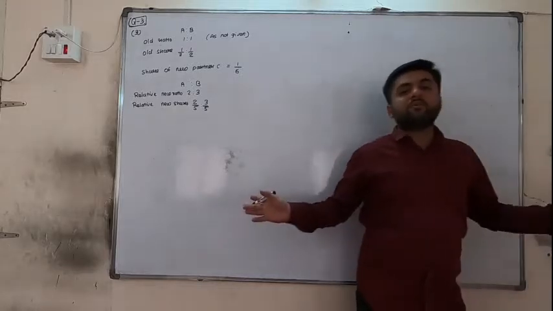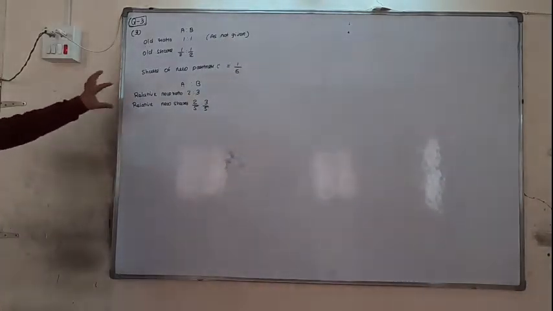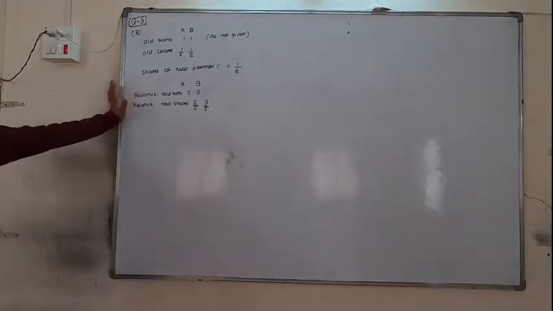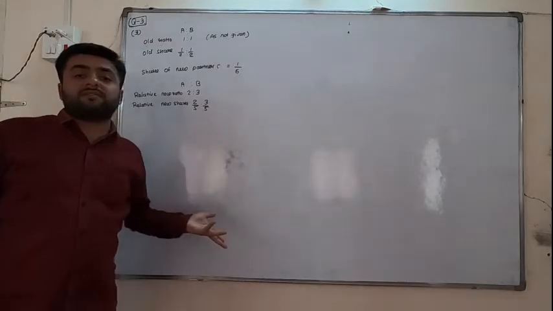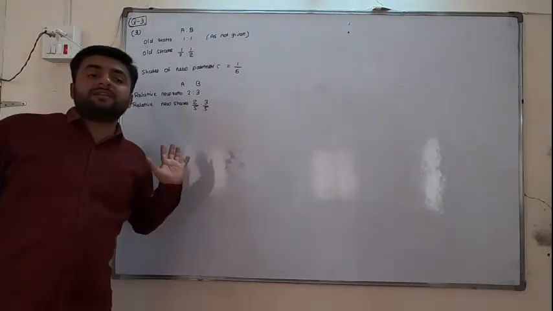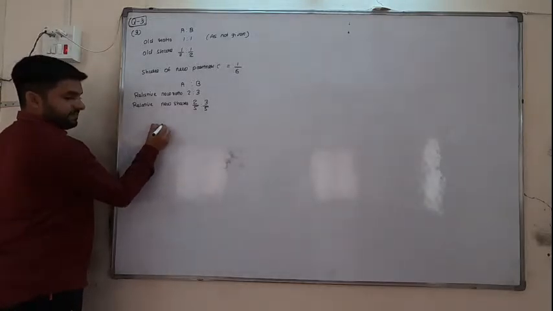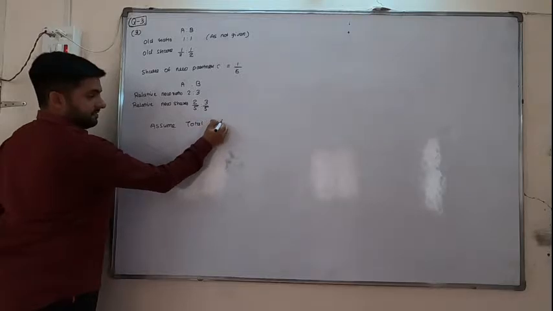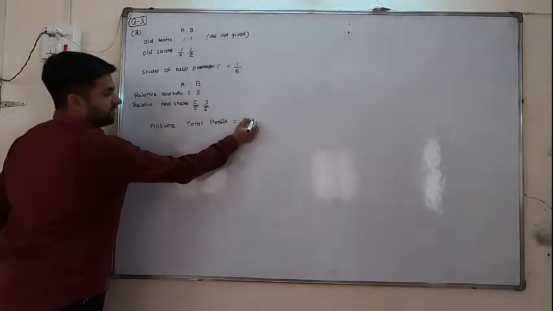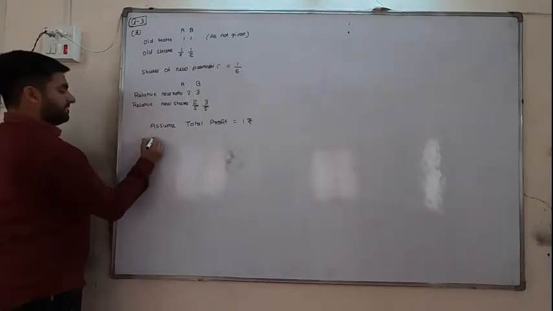Otherwise case 1 and case 2 are the same. Only a slight change here, the relative new ratio. Why are we not taking it as the new ratio? Because the share of C is not given. So it should be relative. So how to start the sum? Assume total profit is equal to 1 rupee. Now we will find the remaining profit.